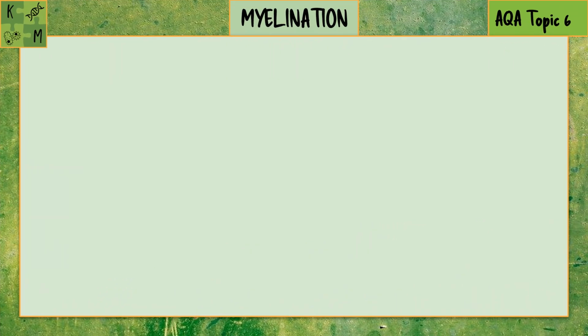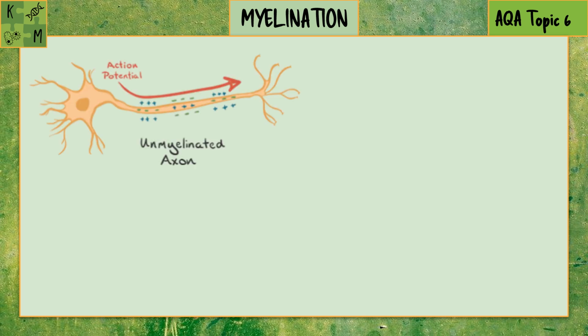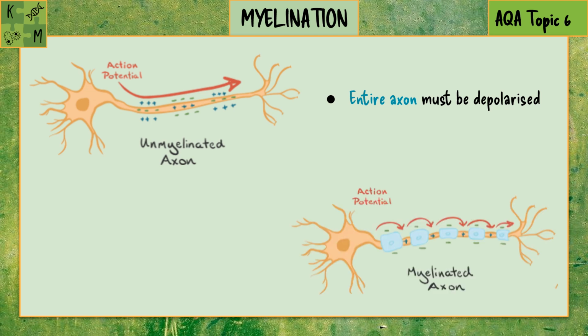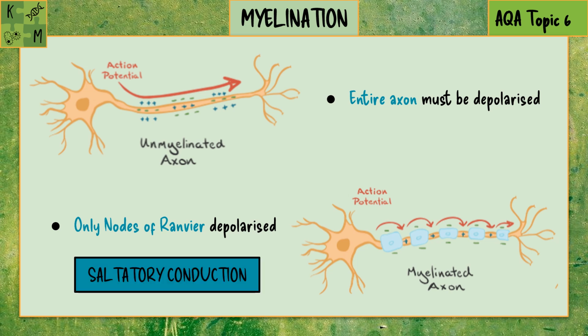In the absence of a myelin sheath, we call this an unmyelinated axon. This process of depolarization, leading to the depolarization of adjacent membrane, continues down the entire length of the axon. However, in some neurons, their axons are surrounded by a myelin sheath, and in these myelinated axons, the action potentials can be transmitted much faster as depolarization only occurs at the nodes of Ranvier. This is called saltatory conduction.